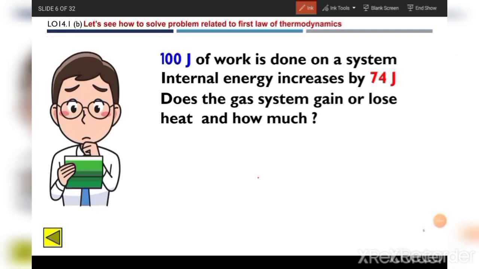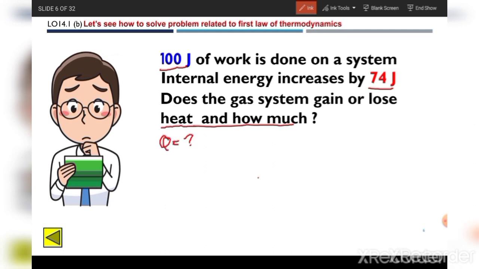Okay, let's look at the first example for this subtopic. We have 100 joule of work done on a system. Internal energy increased by 74 joule. Does the gas system gain or lose heat and how much? From the question, we know that the question asks you to find heat. So what is the heat?